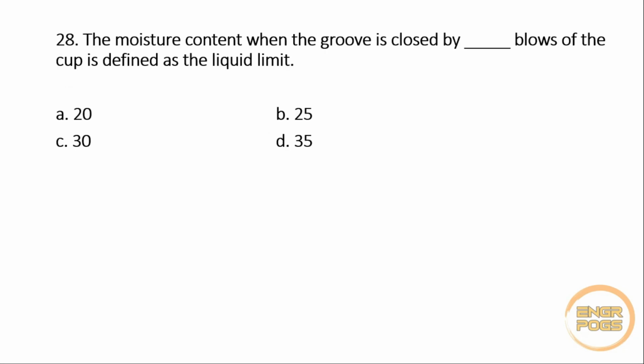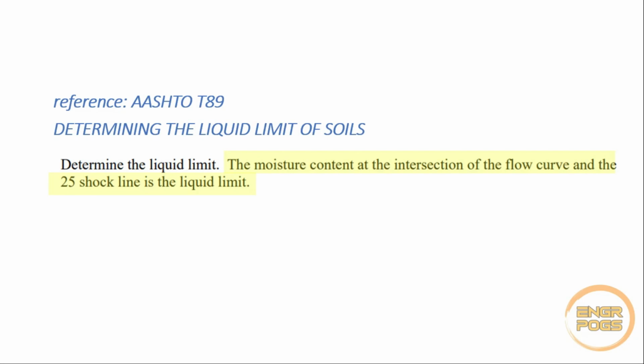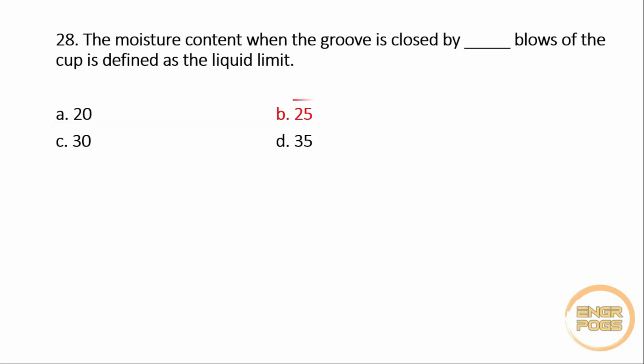Number 28. The moisture content when the groove is closed by blank blows of the cap is defined as the liquid limit. Again, based on AASHTO T89 determining the liquid limit of soils, the moisture content at the intersection of the flow curve and the 25 shock line is the liquid limit. Therefore, the answer is letter B, 25.